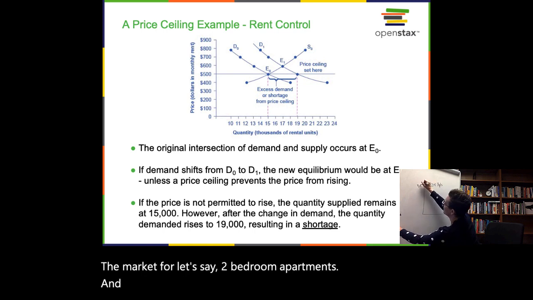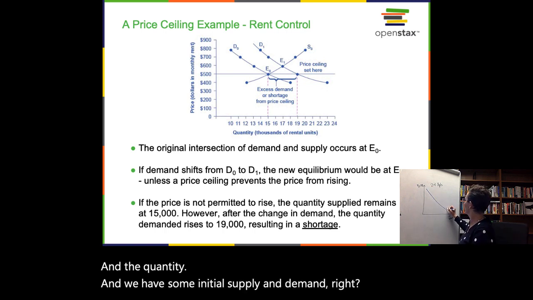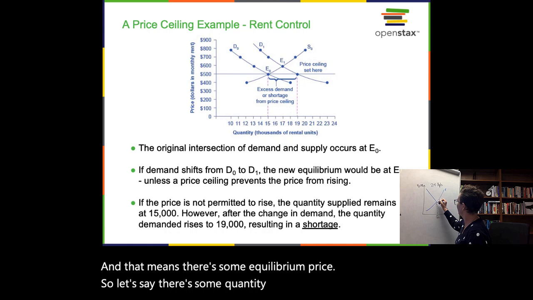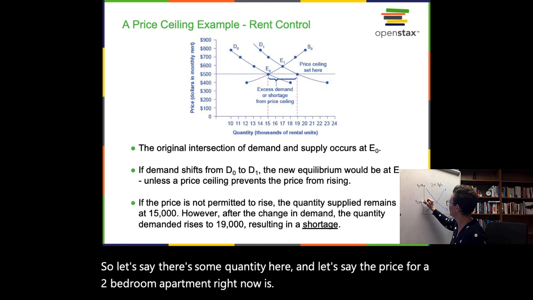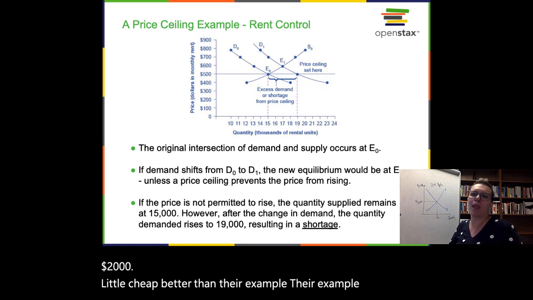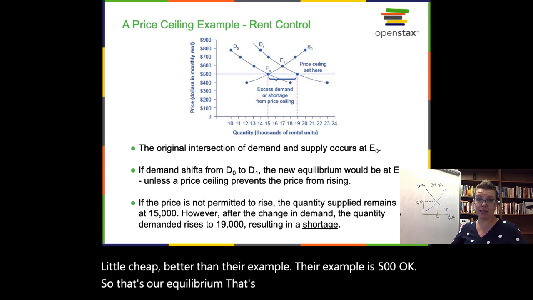And there's the price and the quantity. And we have some initial supply and demand, right? And that means there's some equilibrium price. So let's say there's some quantity here. And let's say the price for a 2-bedroom apartment right now is $2,000. It's a little cheap. Better than their example. Their example is $500. Okay. So that's our equilibrium. That's the market price.